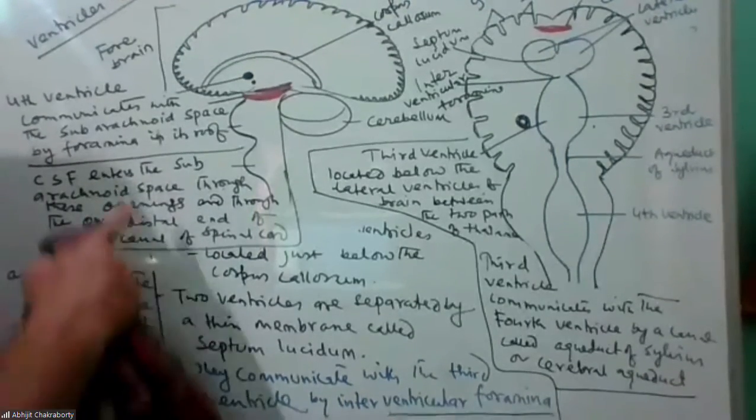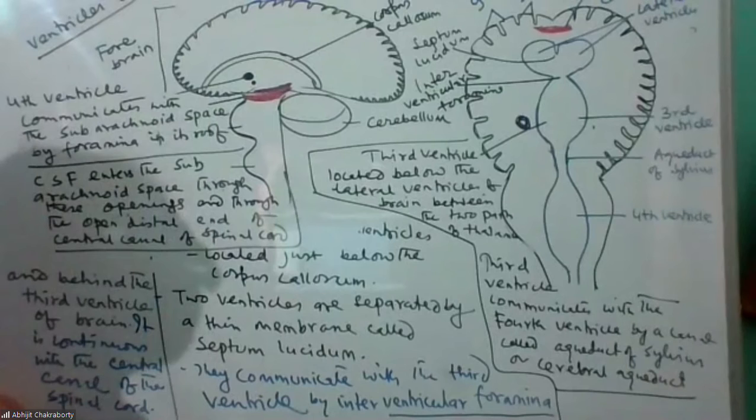So I am wrapping up these writings actually. Diagrams will be there. Did you write this? The fourth ventricle communicates with the subarachnoid space by foramina in its roof. CSF enters the subarachnoid space through these openings and through the open distal end of the central canal of spinal cord. Is it written already? Is it completed, please? Yes, sir. Okay, thank you.